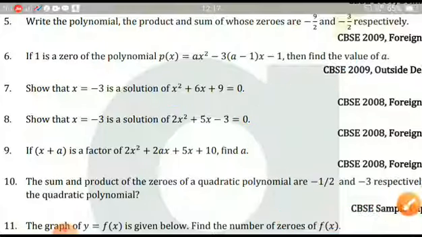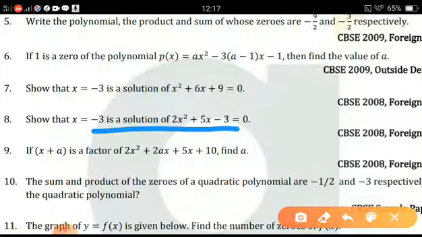Okay. Similarly, the 8th question is also on similar lines. So no need to have the explanation for that.